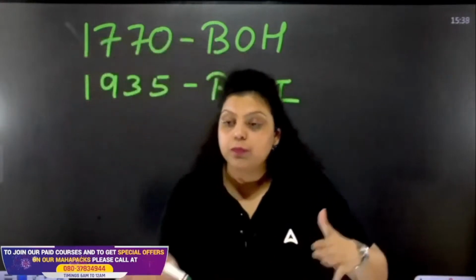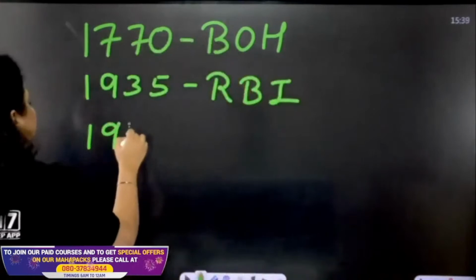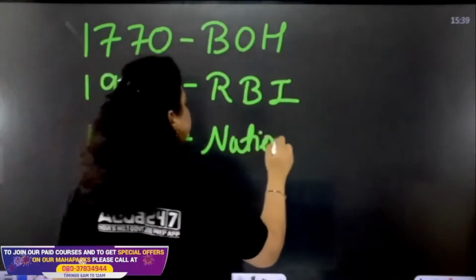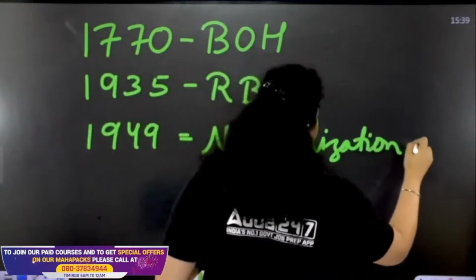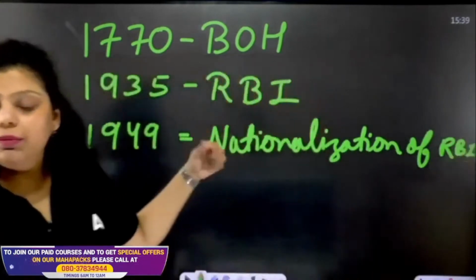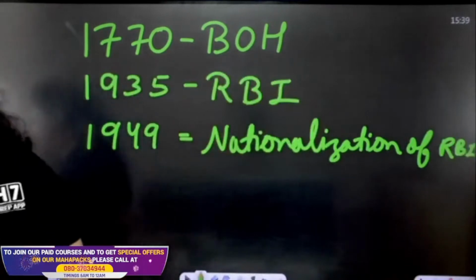But now the ownership of RBI has changed. Now RBI is the government's bank, and on 1st of January 1949, the nationalization of RBI was done. Since then, RBI is the Government of India's bank, because the Government of India purchased 100% shares of the Reserve Bank of the country.